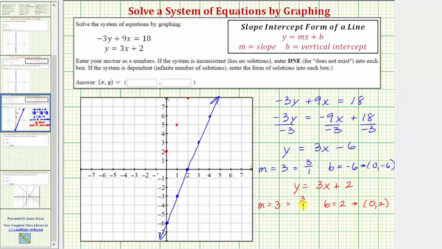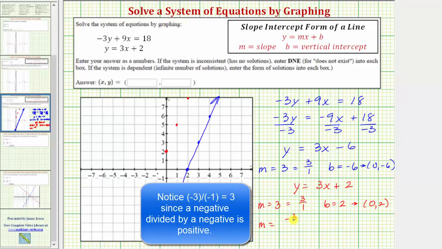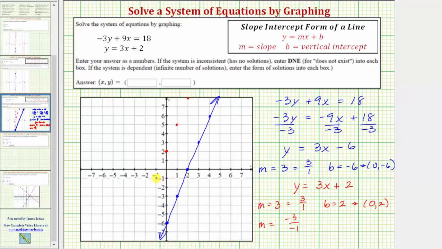If we wanted to, we could also change the form of the slope to find additional points on this line. We can write the slope, instead of 3 over 1, as negative 3 over negative 1, which means instead of going up 3 and right 1, we can also go down 3 and left 1. So from here, if we go down 3, left 1, notice how this point is still going to be on the same line. So down 3, left 1, down 3, left 1. This is the graph of the second linear equation.